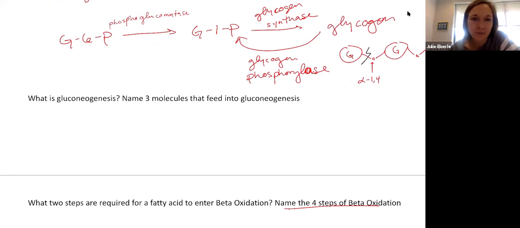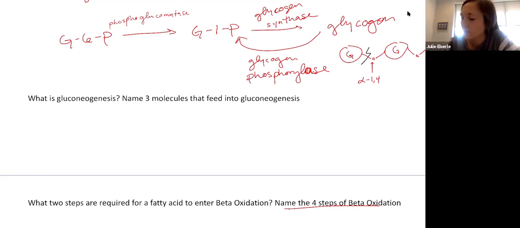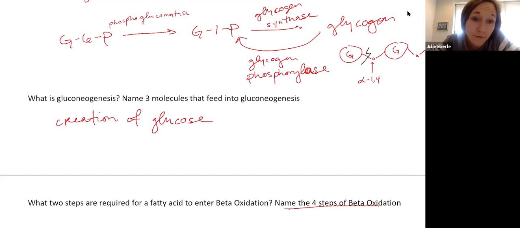Okay, gluconeogenesis. Someone real quick, define it for me. It's the creation of glucose. Creation of glucose. Right? Isn't it also through things that aren't strictly carbs? Yeah, a lot of different things can feed into gluconeogenesis. Amino acids. Pyruvate is the main thing. Okay, so the main reactant is pyruvate.